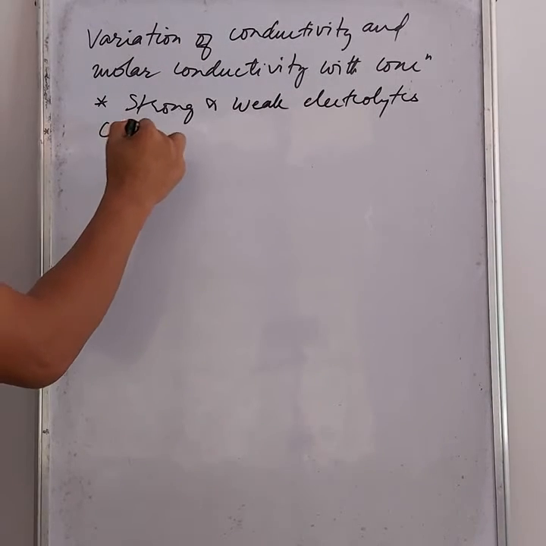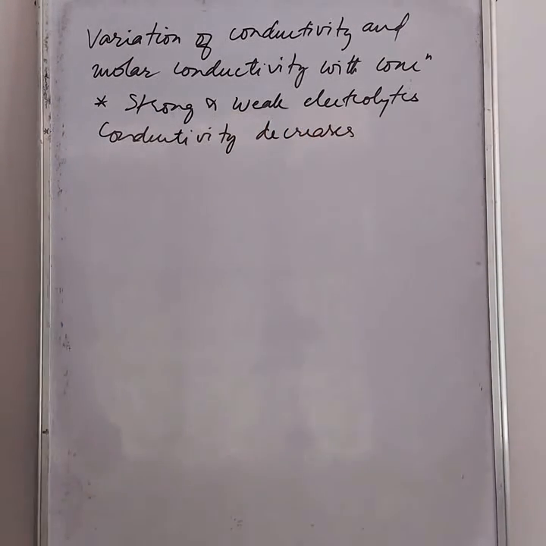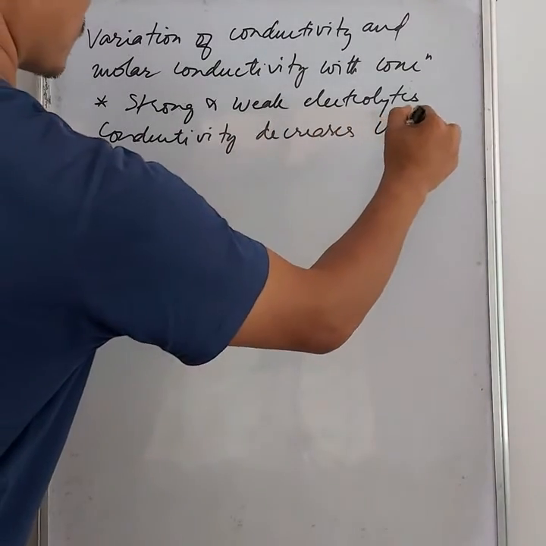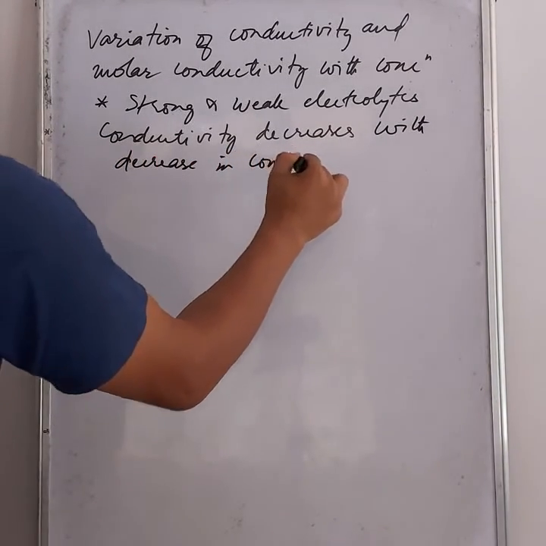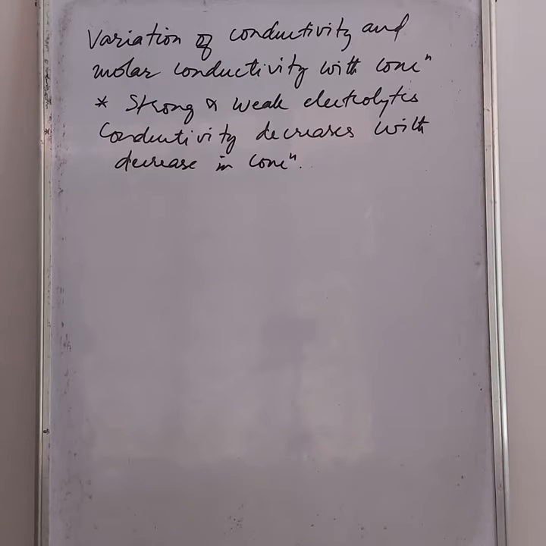For both, conductivity decreases with the decrease in concentration. With decrease in concentration, that means suppose there is a 1 molar solution of either of the two electrolytes, a strong or weak electrolyte. Once you go on diluting it too much, then the conductivity will decrease. The transfer of ions will significantly be poor.